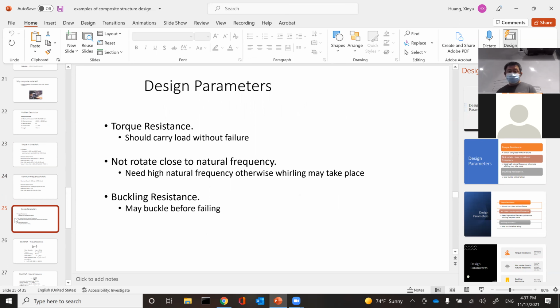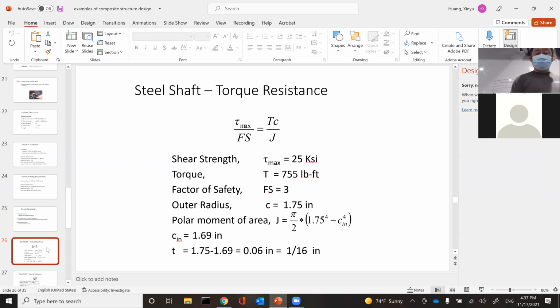There's a requirement. We'll talk about three requirements. Number one is strong enough to carry the torque. Number two is do not go into resonance with your driving RPM. And the third one is will not buckle. Buckling is another failure mode you want to check so that the shaft will not buckle. Okay, three failure modes.